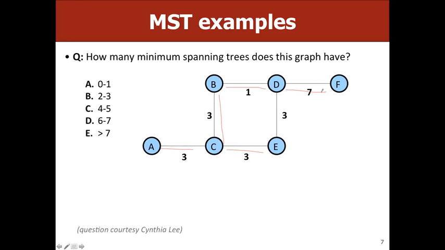Exactly. So why is this one not a minimum spanning tree where you get rid of B to D? Like that. Yeah, exactly. So this spanning tree is no longer the minimum spanning tree because the total cost is 3 plus 3 plus 3 plus 3 plus 7, which is 19, instead of 3 plus 3 plus 3 plus 1 plus 7, which is 17. Okay, so this works. Humans are really good at this if there are, you know, 6 vertices, 7 edges, that sort of thing.